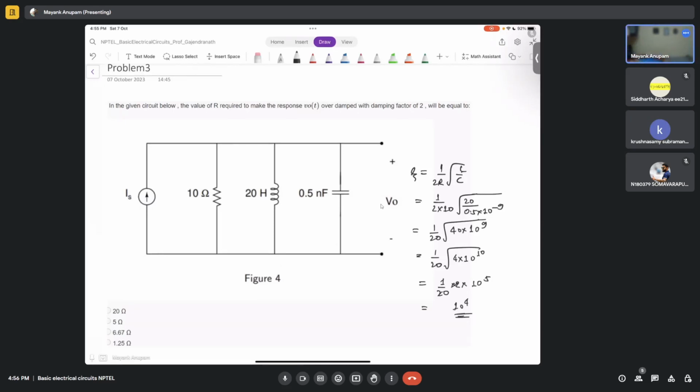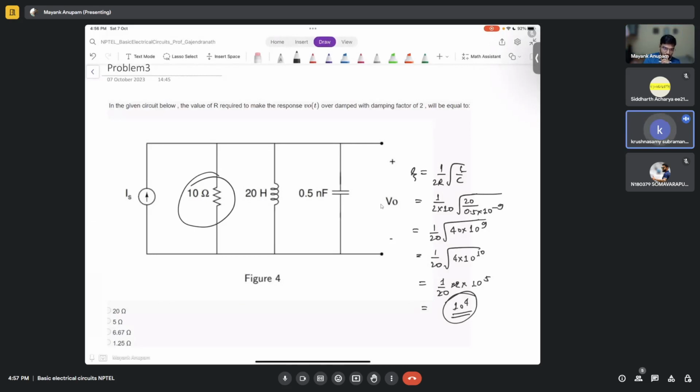The question here is that you want to make the system over damped with a damping factor of 2. Right now the damping factor is very large, 10 to the power 4, but we only want a damping factor of 2. So what should I do? If you only want to change the resistor R, what should I do? You want to reduce the damping factor to 2, right? Should I increase R or should I reduce it?